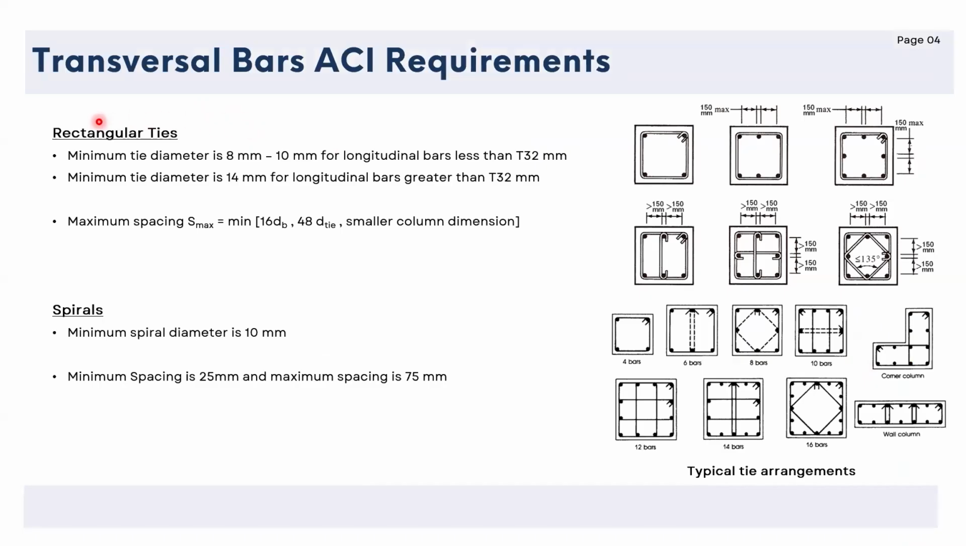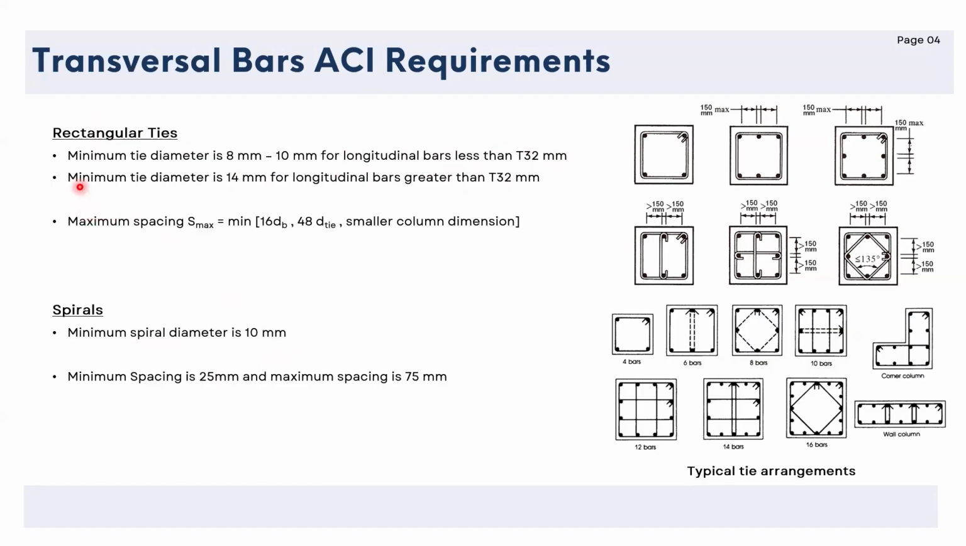So, minimum diameter for ties is 8 millimeters to 10 millimeters for longitudinal bars less than 32 millimeters, and 14 millimeters for bars greater than that. As for spirals, the minimum spiral diameter is 10 millimeters.